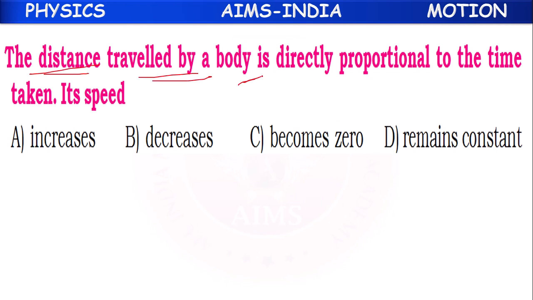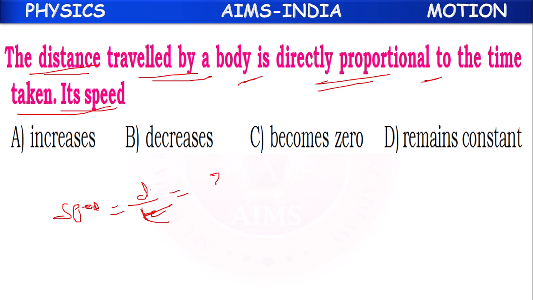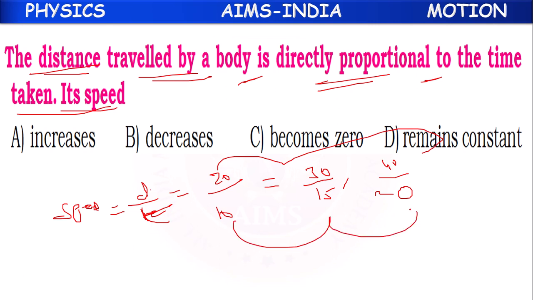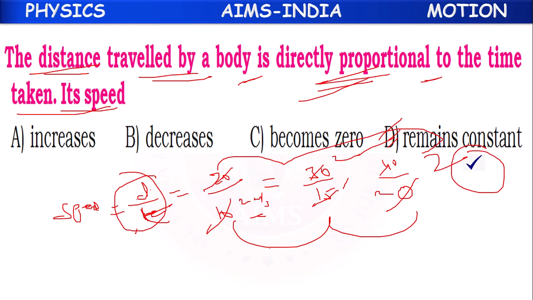So the distance traveled by a body is directly proportional to time taken. Distance by time equals what? Equals speed. But distance and time are directly proportional. Distance 20 meter, time 10 seconds. Distance 30 meter, time 15 seconds. Distance 40 meter, time 20 seconds. Means the distance is increasing by 10, time is increasing by 5. Both are directly proportional. Then 10 twos are 20. Speed how much? 2 meter per second. 15 twos, 2 meter per second. 20 twos, 2 meter per second. Speed is constant. If distance and time are directly proportional to each other, then speed will be constant.